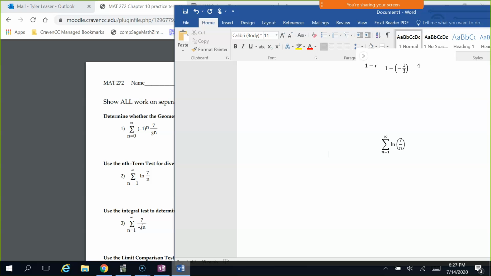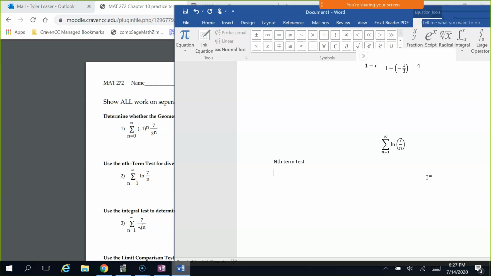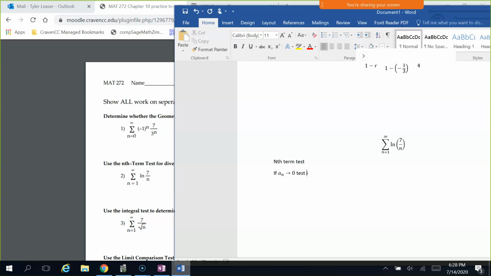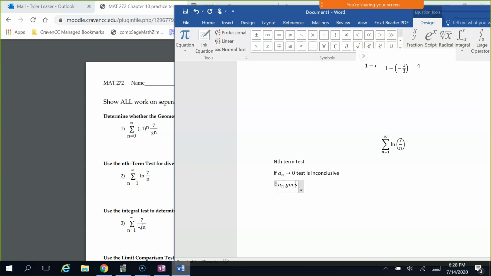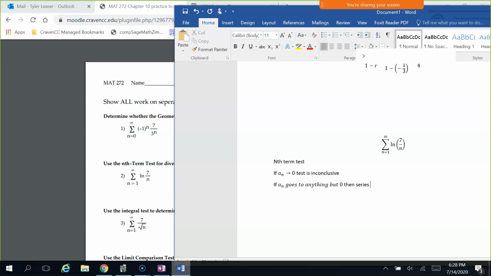So first things first, let's talk about the nth term test. What the nth term test says is this. If your sequence goes to 0, the test is inconclusive. If your sequence goes to anything but 0, then the series diverges. All right, so that's all you need to know about the nth term test.